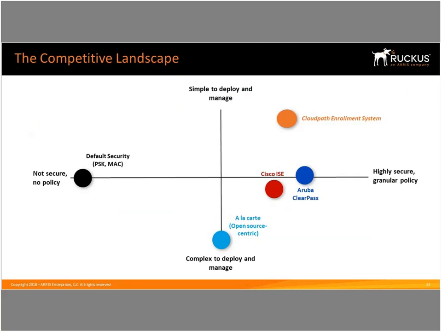Now, the typical competitors for a Cloudpath type of product are, classically, of course, Cisco and Aruba. We have Cisco's Identity Services Engine, and we have Aruba's ClearPass as well. Both of those products are also quite well known in the industry and have been there for a while.